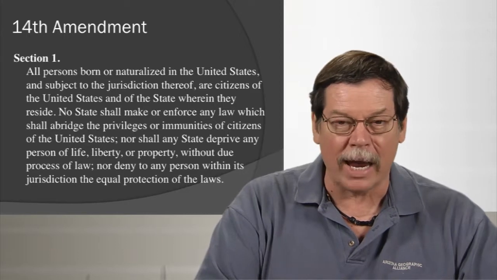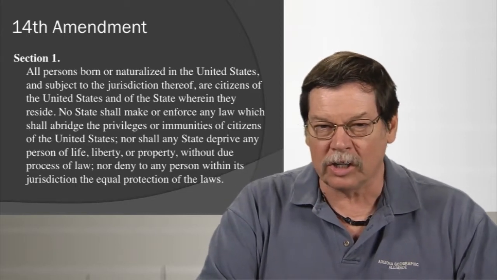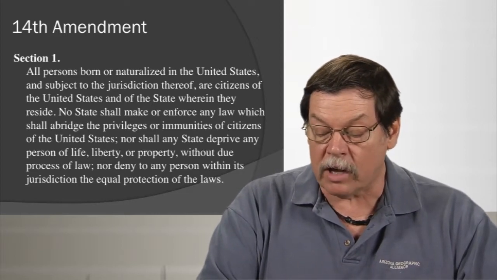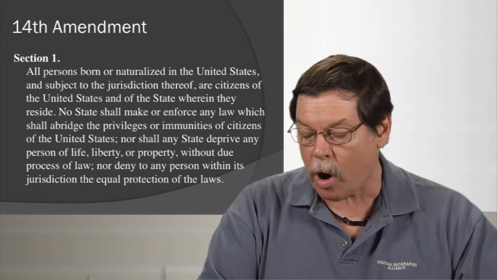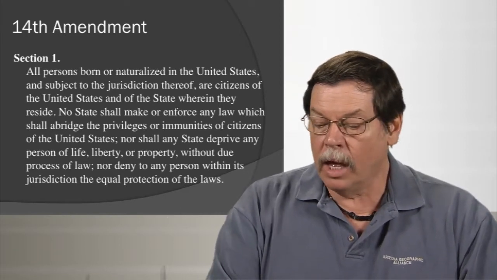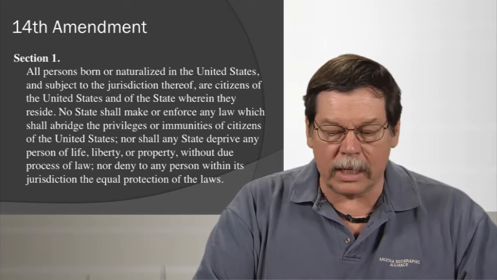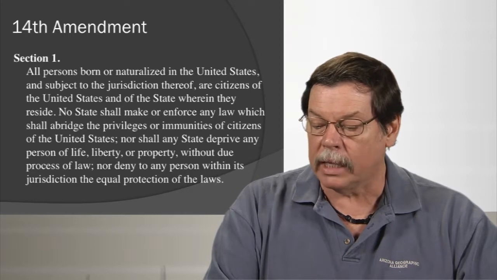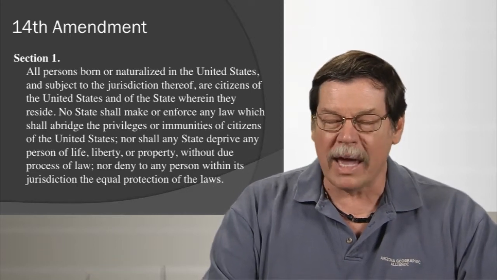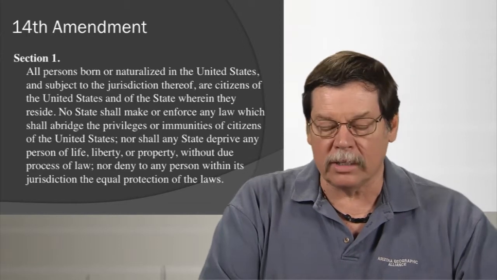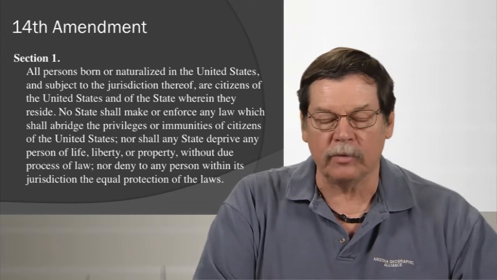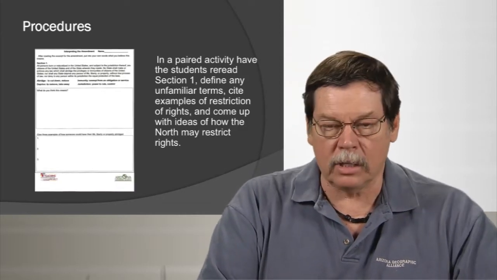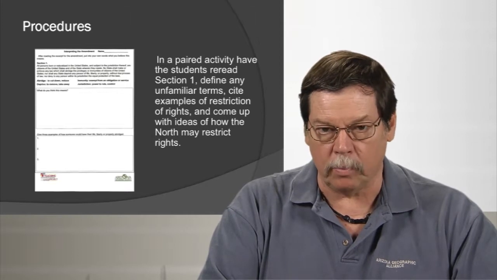And this would be good as a paired activity just because of the technical nature of the amendment. And then they're going to give you 3 examples of how someone could have their life, liberty, or property abridged. Also, so that the kids understand, the North also abridged the rights of African Americans, and they're going to have to speculate as to what types of laws the North may have enacted to restrict the rights of African Americans after the Civil War. And that's the worksheet that you're seeing there now on the PowerPoint.